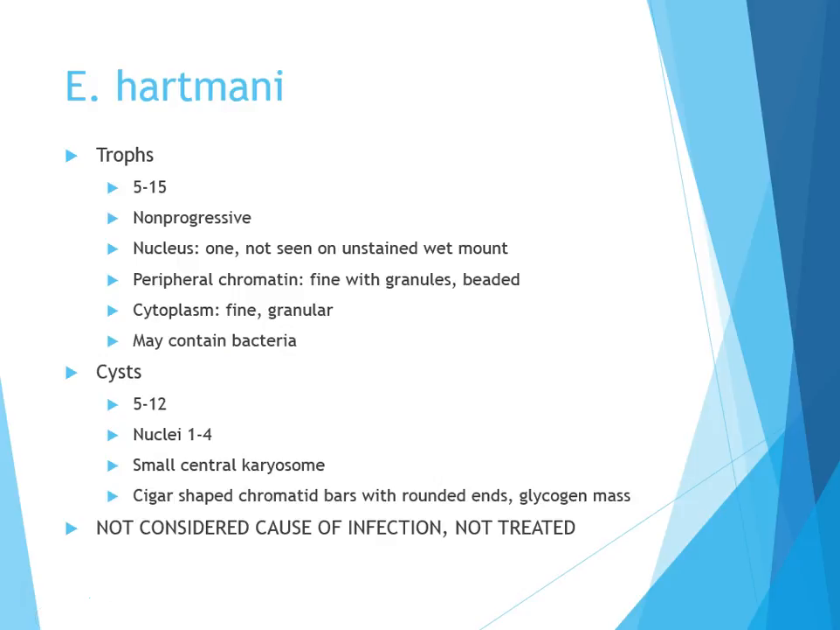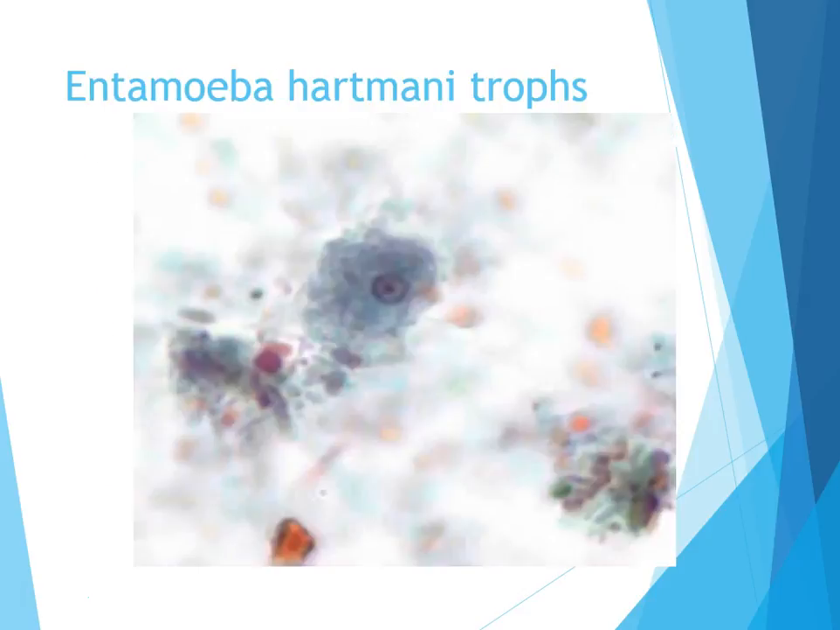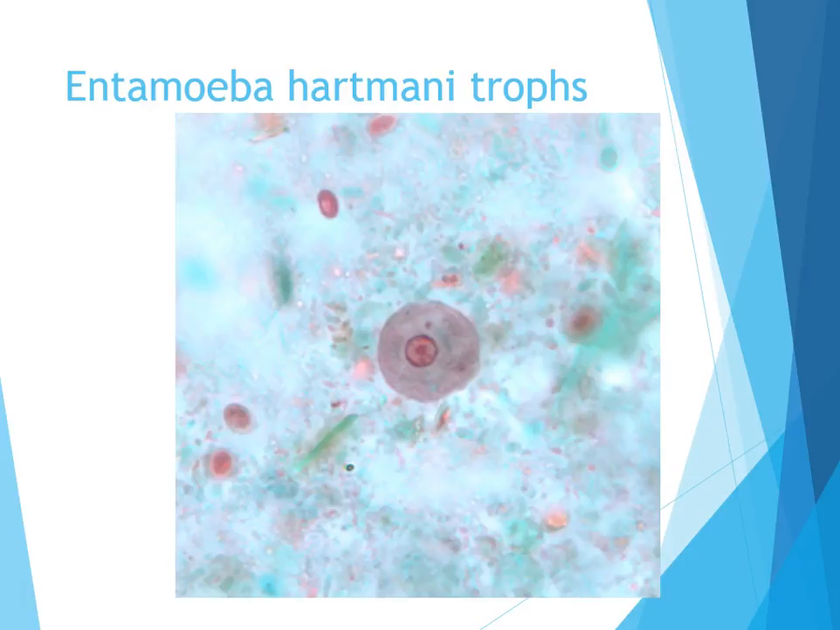The cysts are 5 to 12. They can have up to 4 nuclei. It also has a small central karyosome and cigar-shaped chromatid bars with rounded ends. This is Entamoeba hartmanni troph, and this is the cyst.